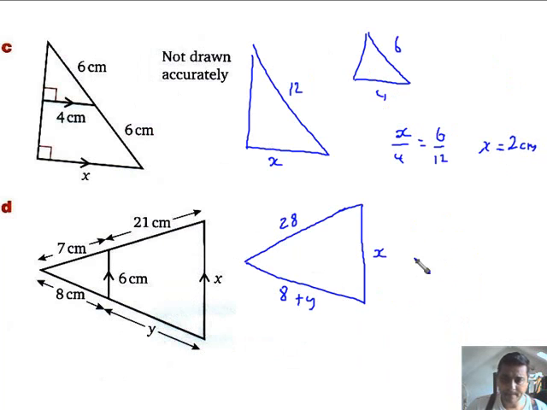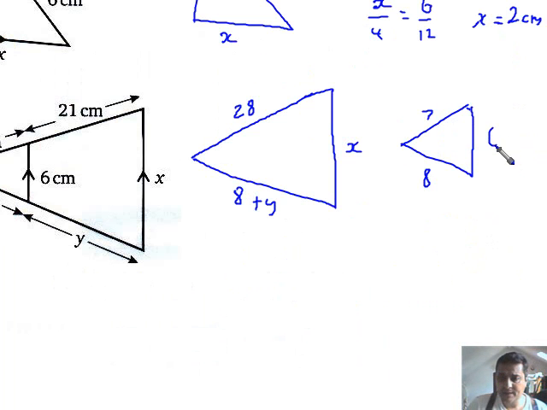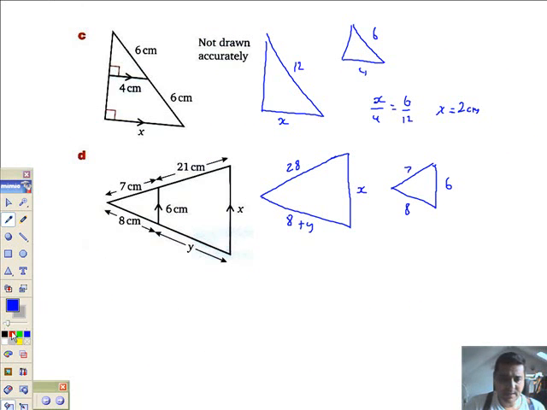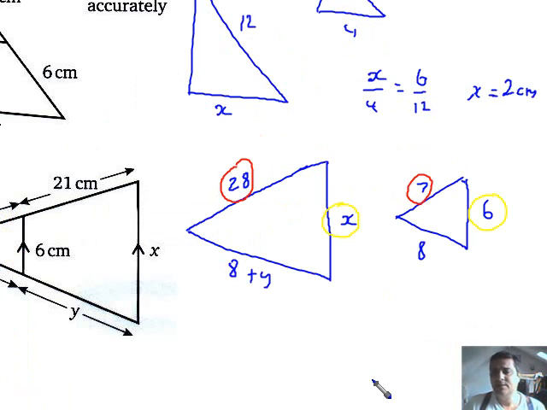Now let's try and do this here. Let's do the little one. The little one is only 7 centimetres there, 8 centimetres there, and the parallel line with the x is 6. Now what can I do? I've got two questions trapped within one picture. Right, 28 corresponds with a 7, so that goes with that. And the x corresponds to the 6. So without any further ado, I'm going to work out the x using x and 6 and 28 and 7.